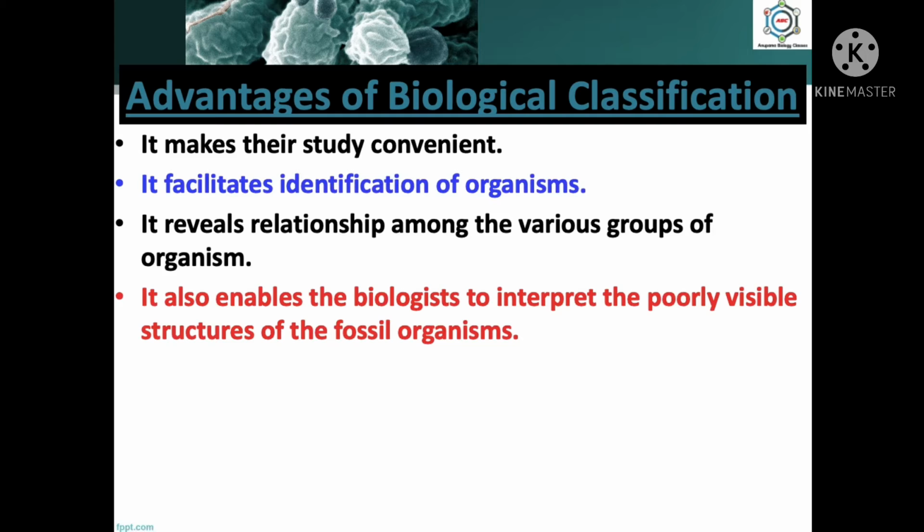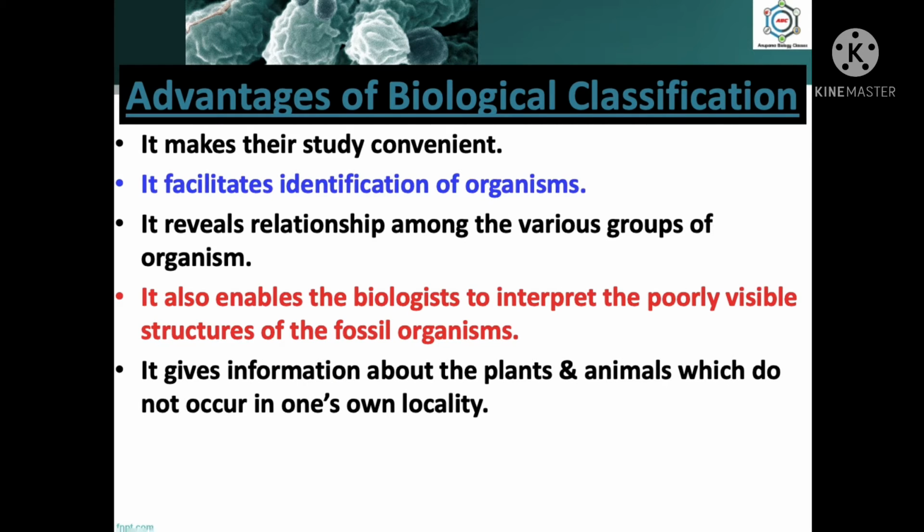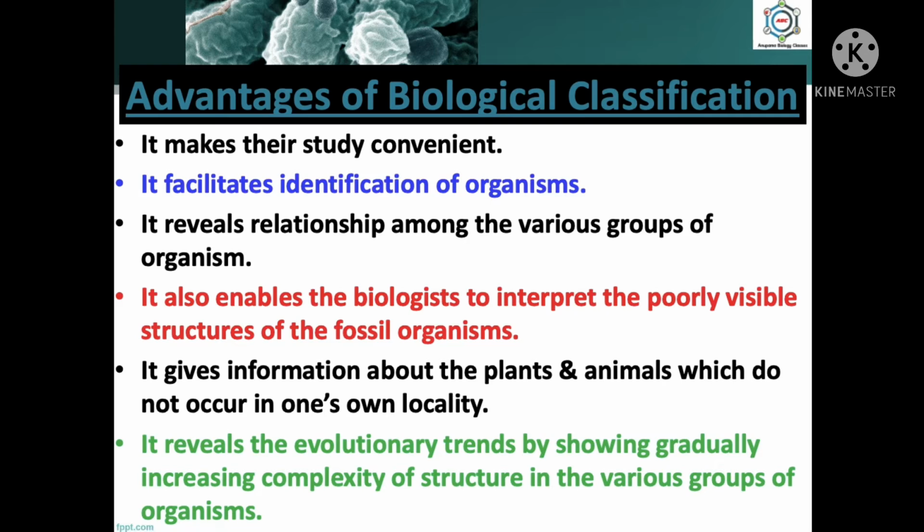It also enables the biologists to interpret the poorly visible structures of the fossil organism. It gives information about the plants and animals which do not occur in one's own locality. It reveals the evolutionary trends by showing gradually increasing complexity of structure in the various groups of organisms. And the last is, it is not possible for man to know about all the organisms, but the study of a few representatives from each group will enable him to have a broad idea of the life as a whole.